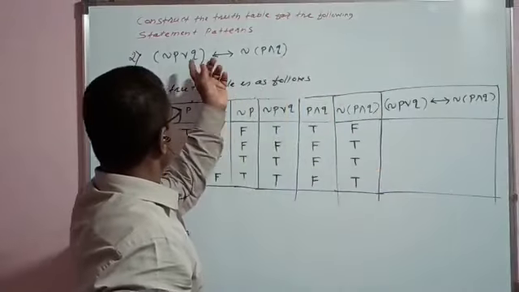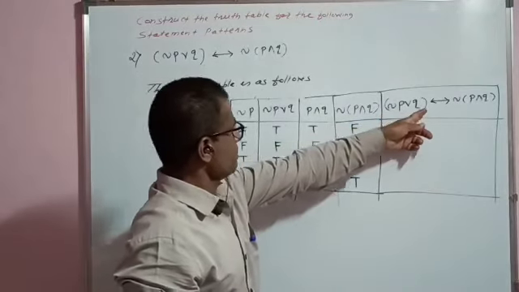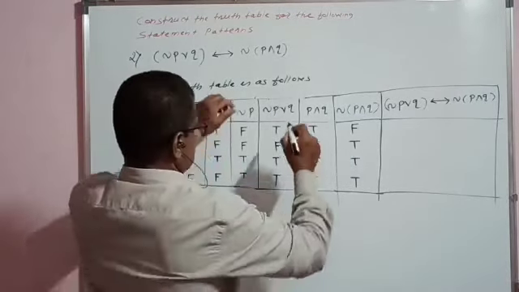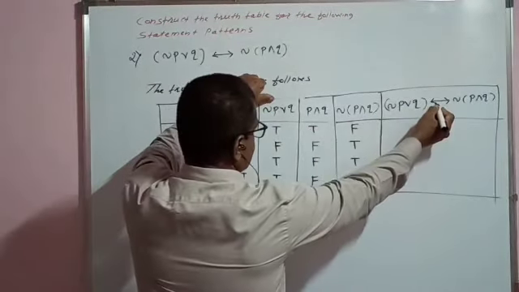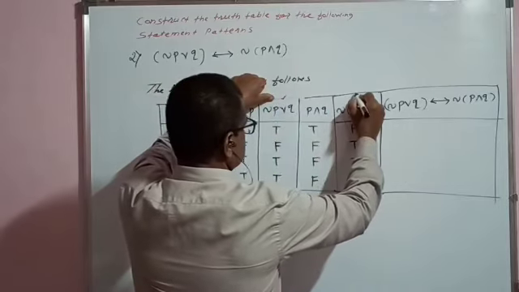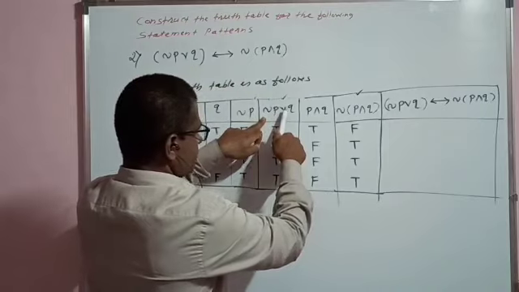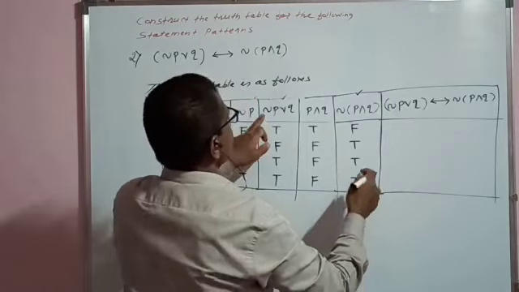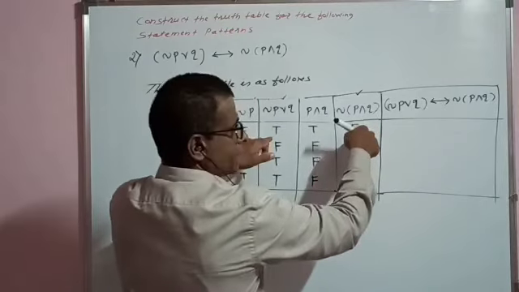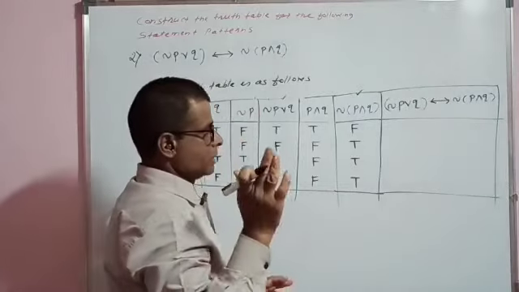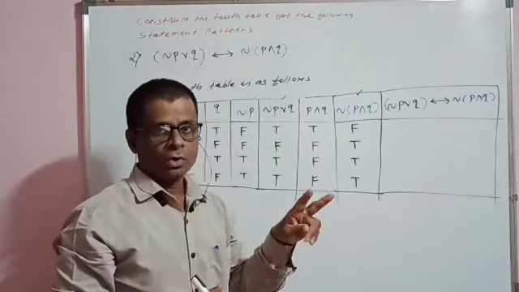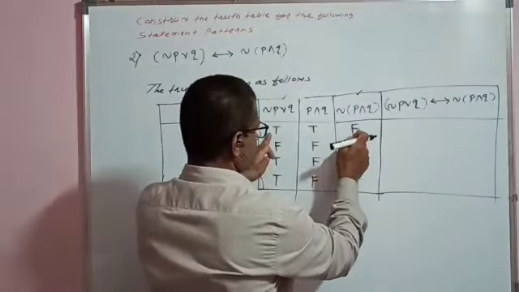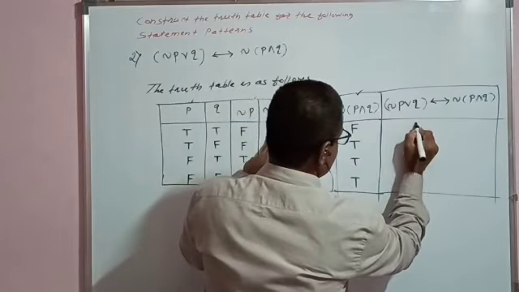So finally, the statement pattern negation of P disjunction Q biconditional negation of P conjunction Q. That means you have to take the biconditional of these two columns. Negation of P disjunction Q is here, and negation of P conjunction Q is here. In between these two statements, you have to take the biconditional. The biconditional is true if both are true or both are false, and in all other cases it is false. So T biconditional F is F.